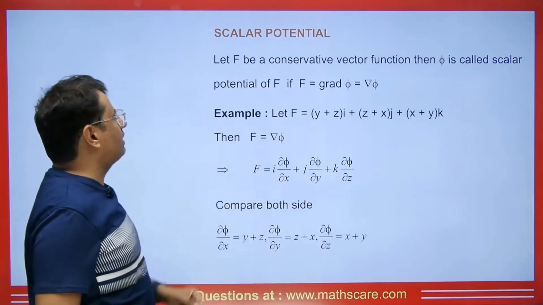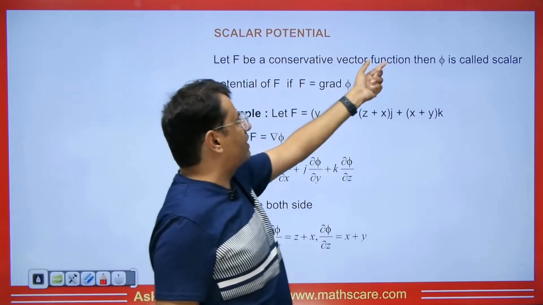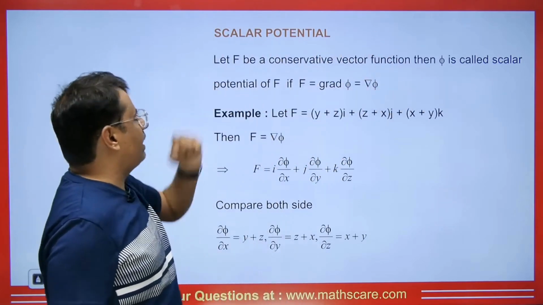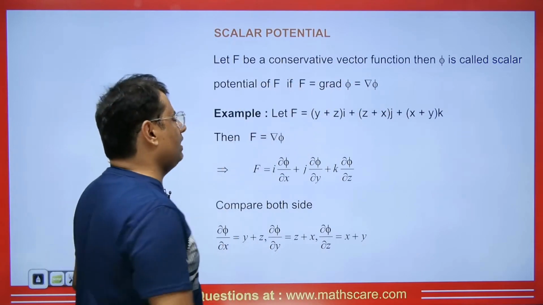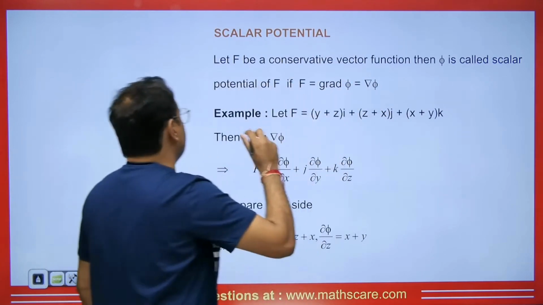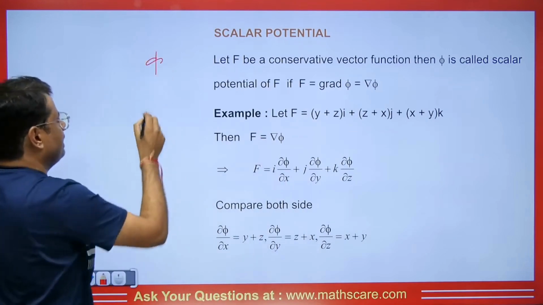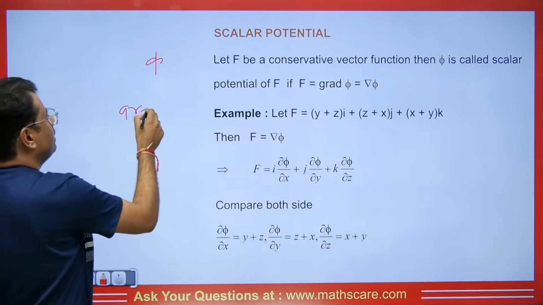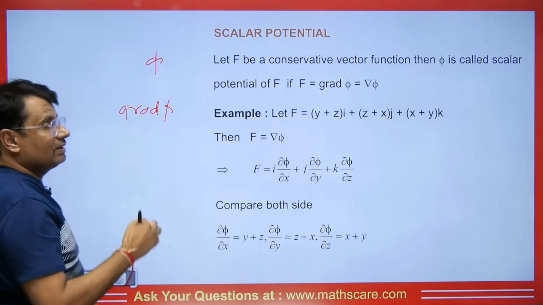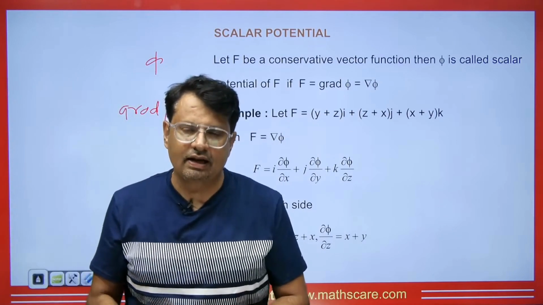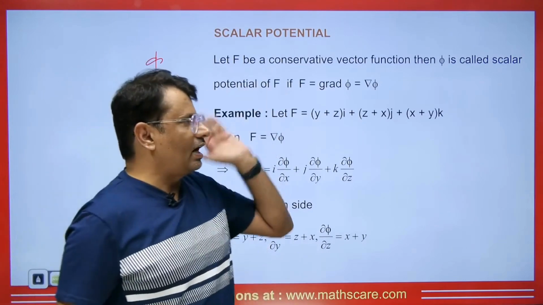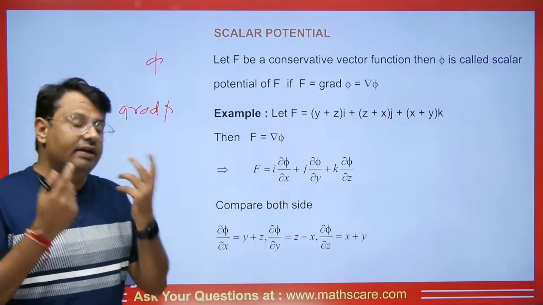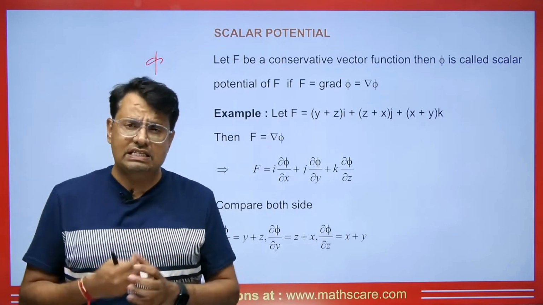What is scalar potential? If F is a conservative vector function and phi is a scalar potential of F, then F is equal to grad of phi. So if we have a scalar function, let's say phi, and we take its gradient, students, then we get a vector point function. I uploaded a pretty good video on gradient. If you have not seen it yet, you can check the video on iTab where I taught how to calculate gradient and many related concepts.